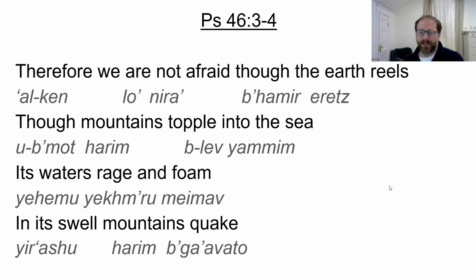What else is going on here? There's a ton internal to the verse here. There's lots of wordplay. Nira, Hamir, Harim, Yahemu, Yahmeru. There's all kinds of wordplay going on. This is all really classic. You can find this imagery all over the place. Mountains quaking, and we'll see mountains melting, and the earth melting, and mountains toppling, and this is all standard storm kind of language. So maybe it turned out this wasn't a communal lament. Maybe this was a hymn.